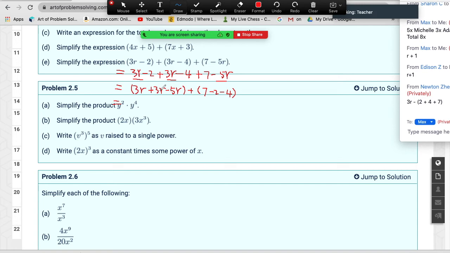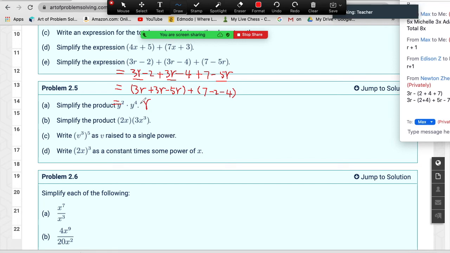3r plus 3r, that's 6r. 6r minus 5r, you get 1r. 1r, you don't need to write that 1. You just write r there. Then plus 7 minus 2, that's 5. Then 5 minus 4, that's 1. So correct answer is r plus 1.